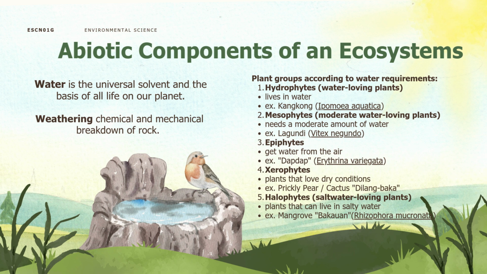Okay, now let's have halophytes. With halophytes, from the term itself, halophytes are actually those that are salt water loving. So we can say that these are plants that thrive in salt water or in the ocean. An example of this one is the mangrove, or bakawan, or the Rhizophora mucronata. And again, they are the type of plants that thrive in salty water.